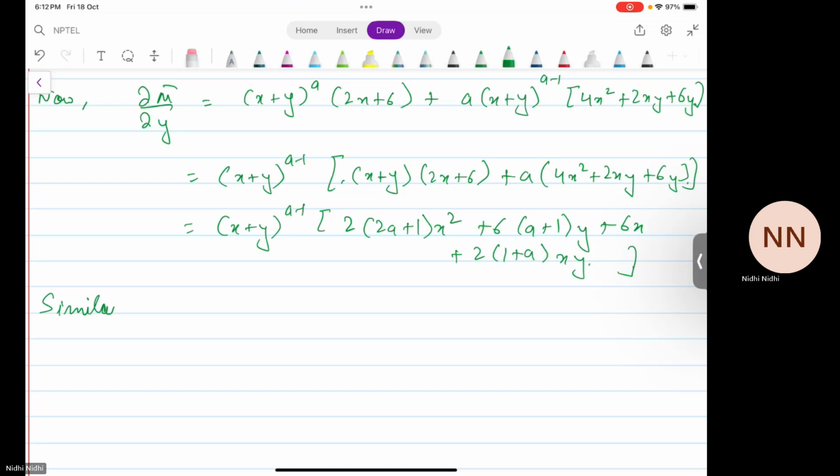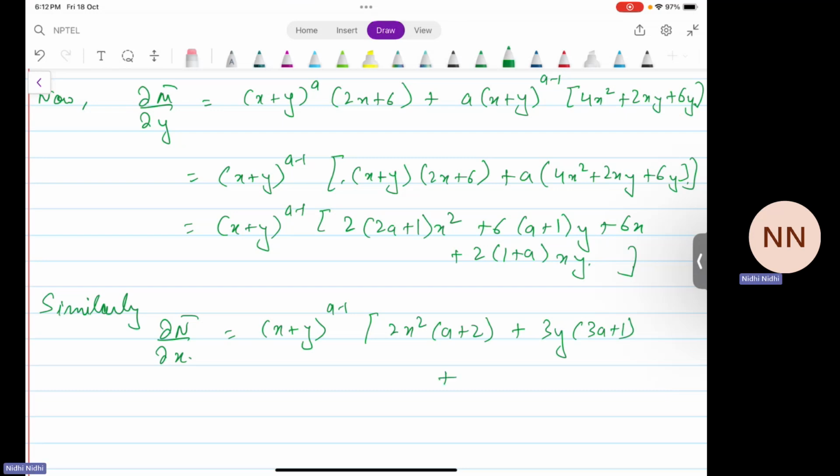Similarly, del N bar by del x, just differentiating as done for the case of M bar, you'll get (x plus y) to the power a minus 1 times [2x squared(a plus 2) plus 3y(3a plus 1) plus 3(a plus 1)x plus 4xy].